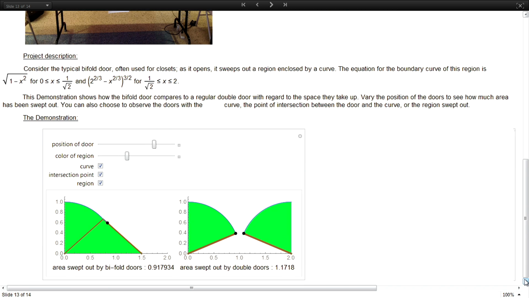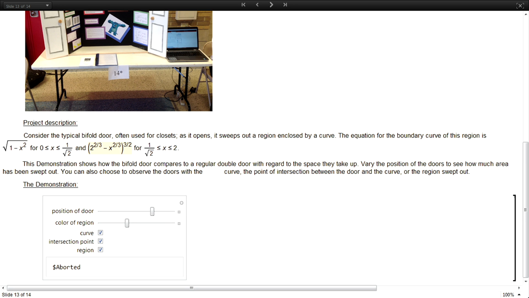So here we have side by side a bifold door and typical double doors. As part of this project, we went through and derived what this curve would be. If you notice, it's kind of hard to see, and we'll wait for it to come back, I guess.